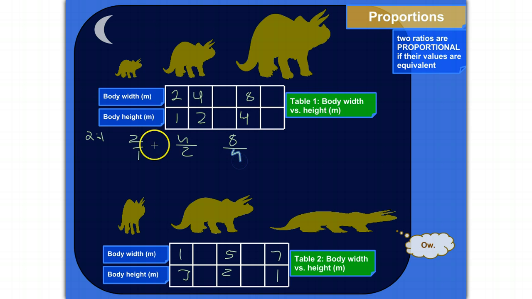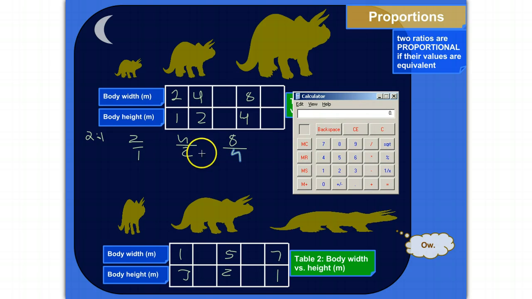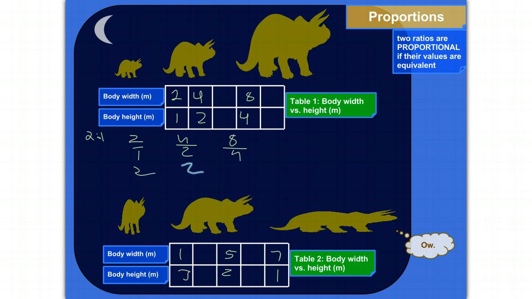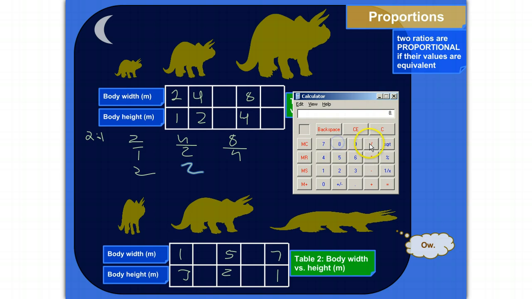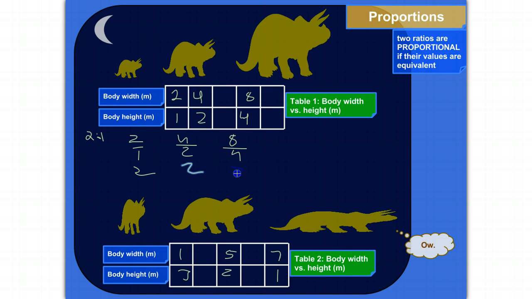And the question is, are these equivalent ratios? Do they have the same value if you reduce them down? So one way to do that is to just find the decimal equivalent of each fraction and see if they're all the same. So I'll just get out my calculator. 2 divided by 1 is 2. Probably don't really need a calculator for that. 4 divided by 2 is 2. 8 divided by 4 is 2. So the decimal equivalent of each of these fractions is 2. So they're all equivalent ratios.